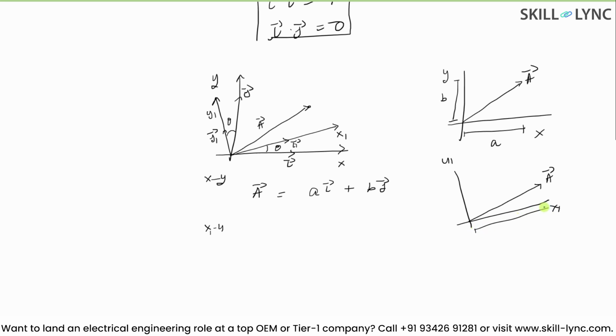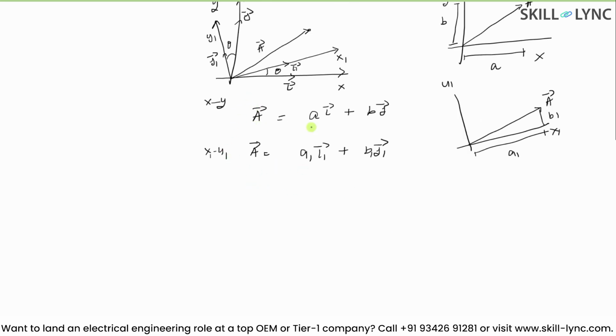So here this one would be a1, right? The magnitude or the component would be of different length, and this length would be b1. Okay, so in the x1 y1 coordinate system, a vector is going to be a1 i1 vector plus b1 j1 vector. Okay, but here's the interesting thing: at the end of the day, they are both the same vector, but in one coordinate system it has a particular component, and in the other coordinate system it has a different component. Now the question we need to ask is, how do I go from one component to the other component?